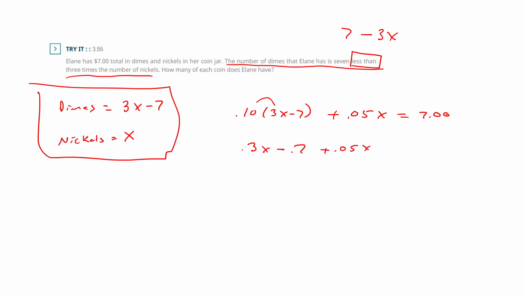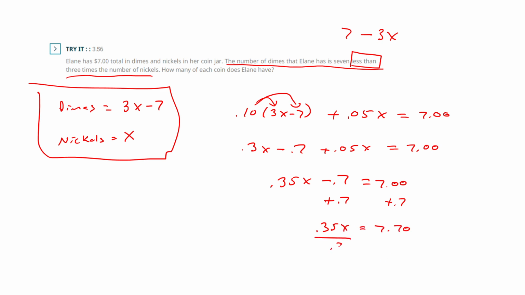I'm sending that there and there. Okay, combine my like terms, putting my x's together. Okay, got to add 0.7 to both sides because I want the factor puzzle to be last. Okay, divide both sides by 0.35. And I get x is 22.